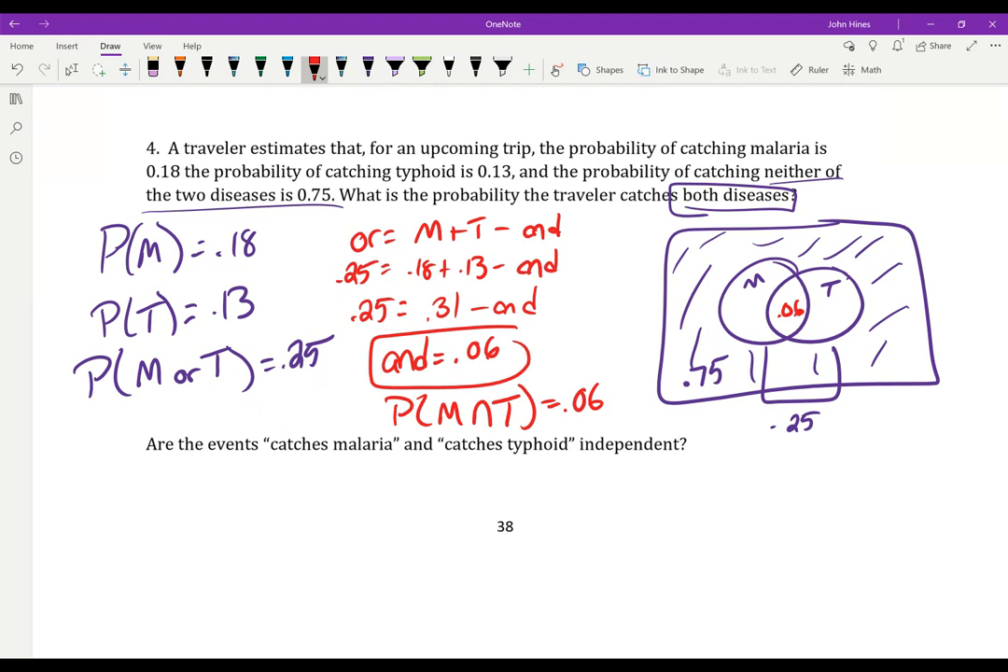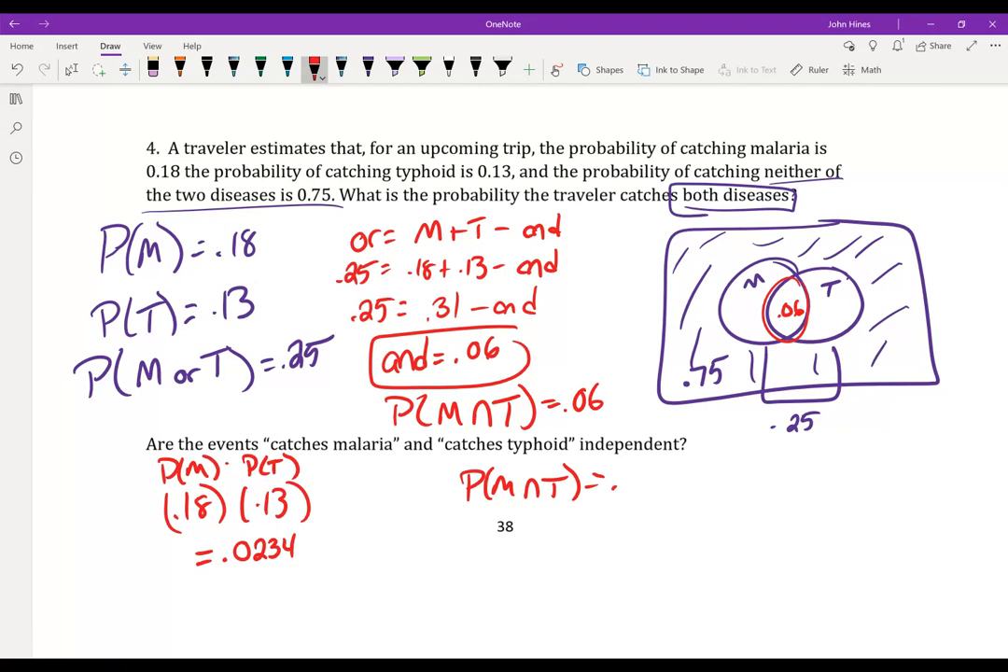Are the events catching malaria and catching typhoid independent? So let's find the product. Malaria times typhoid, P of M times P of T. Does that give me the intersection? Well, if they were independent, I would have 0.0234. I actually have 6%. We know the probability of M and T is 6%, so they are not independent because these two numbers are not equal.